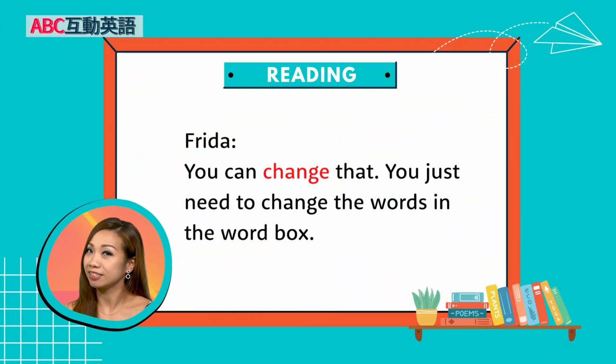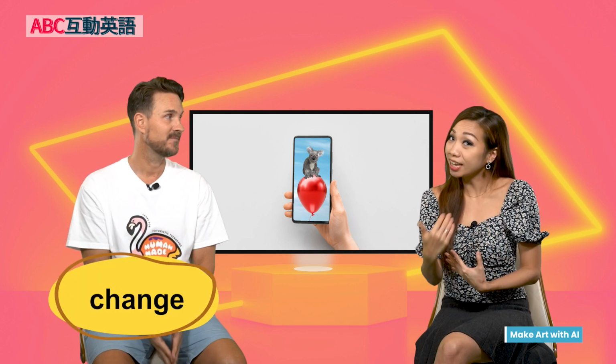So Frida says, you can change that. You just need to change the words in the word box. Oh, you are right. Maybe he just said the beginning part, but didn't say in the style of Salvador Dali. That's right. But you can change it though.